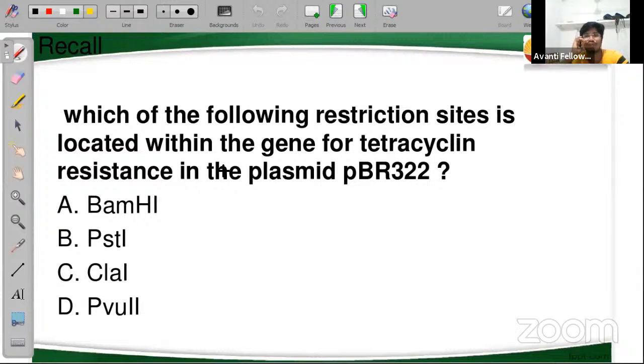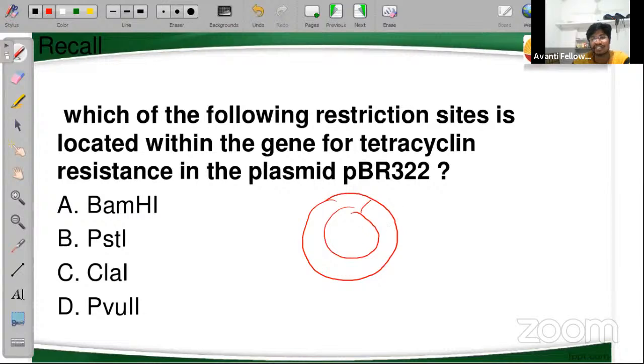The question is: which of the following restriction sites is located within the gene for tetracycline resistance in plasmid pBR322? In plasmid pBR322, many restriction sites are there. Remember, at this location was tetracycline, TetR. Along with TetR, two more restriction sites were there.